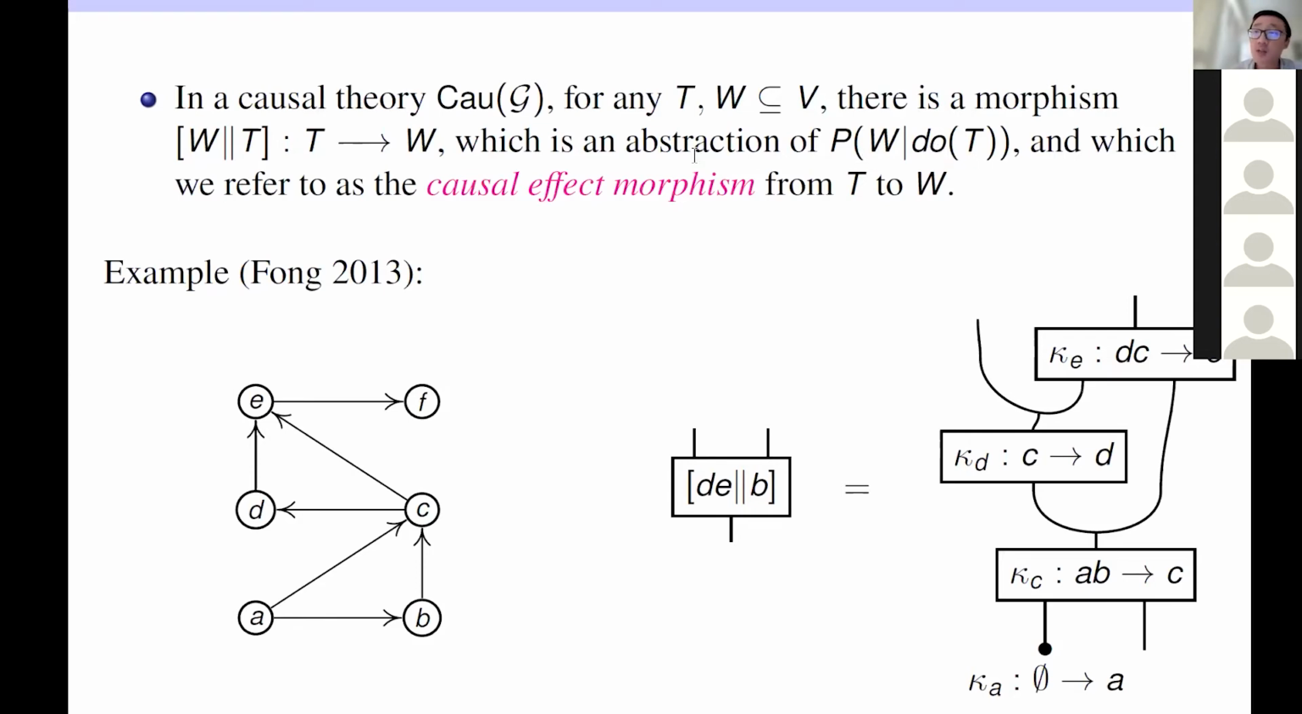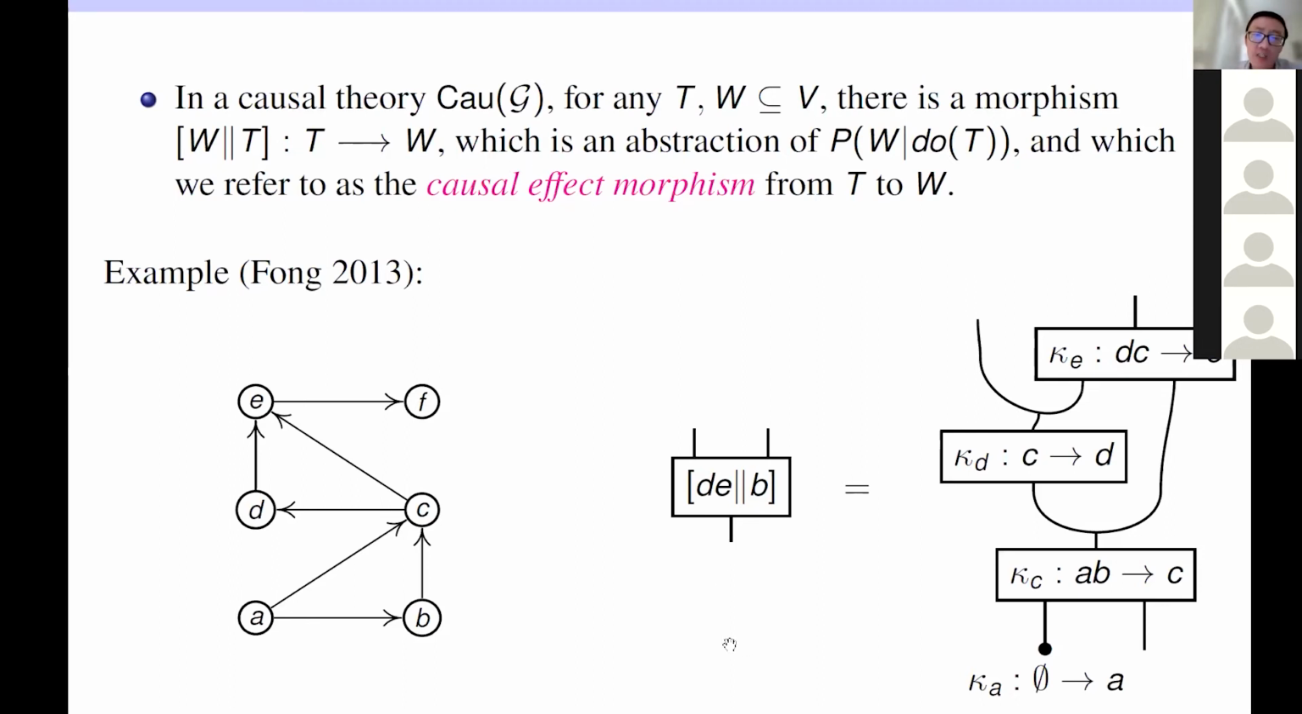But this is an abstraction, so in itself it doesn't have any probability. It can be interpreted as a probability. It can also be interpreted in other ways. And this morphism, we will refer to as the causal effect morphism. I'll skip the definitions because that's too complicated for our purpose today, but the idea is intuitively very clear.